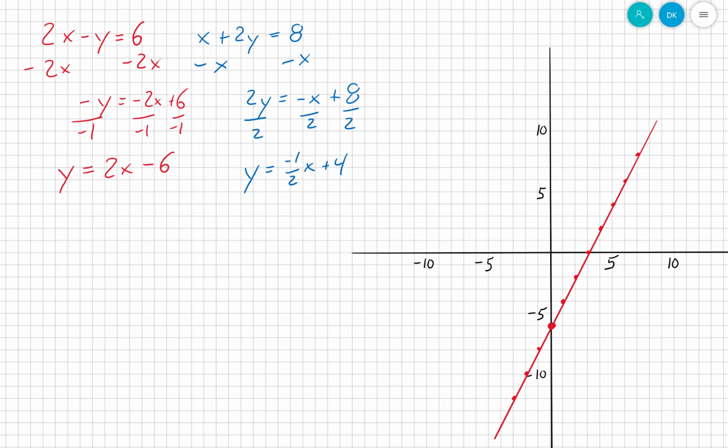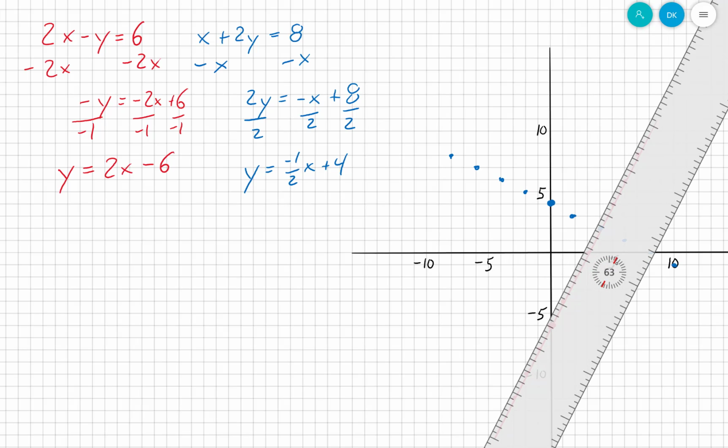To graph that, we would need to graph the point 0, 4, which is right there. And then our slope tells us to go 1 down, 2 to the right, 1 down, 2 to the right. We can see as I went through there that we wrote over one of the red points. So that's going to be our point of intersection, but I'm still going to finish this out and show you what the graph looks like.